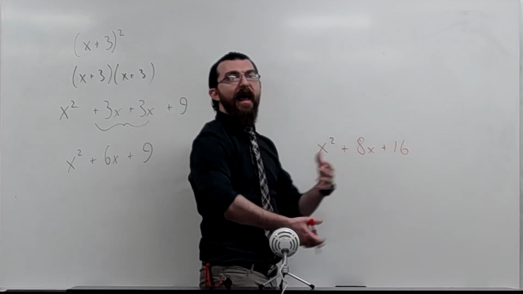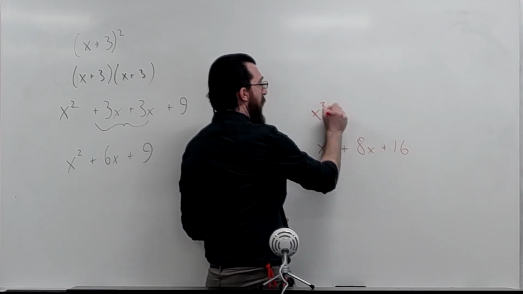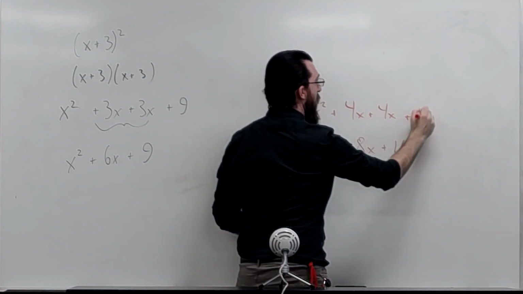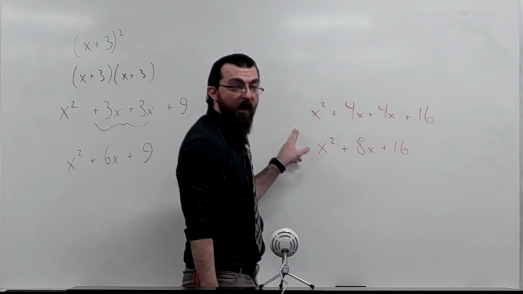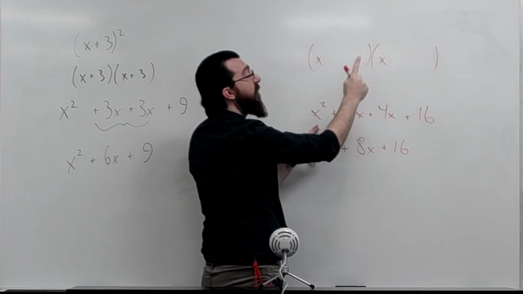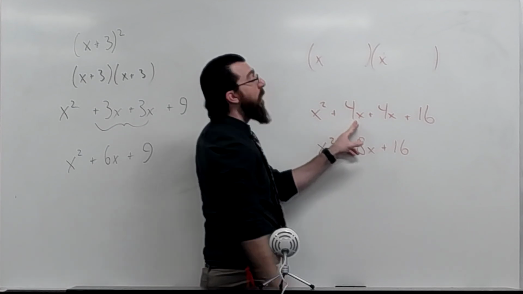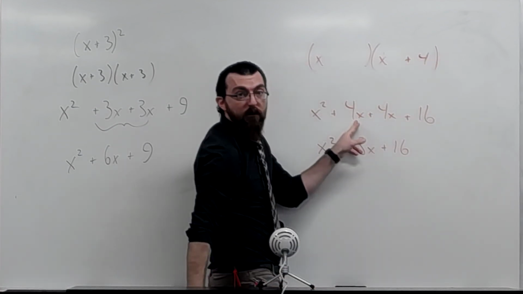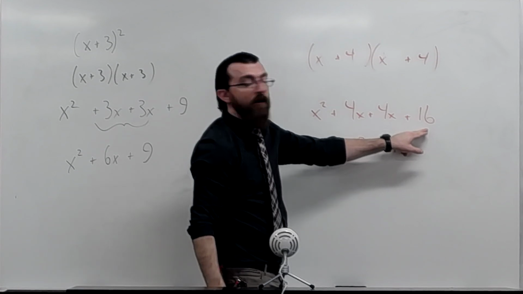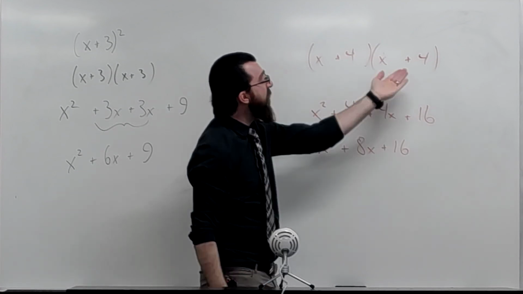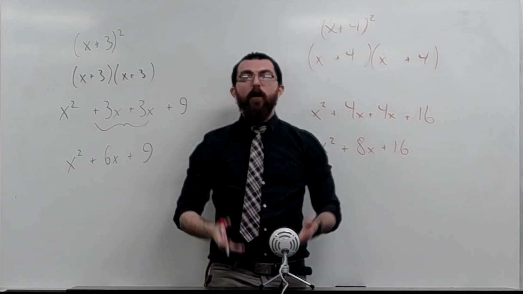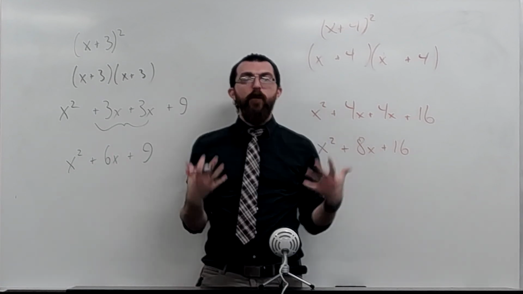So let's just work out how that could have been. This 8x is just 4x twice. This x squared comes from x times x. This 4x comes from x times 4, and this 4x comes from 4 times x. And that 16 comes from 4 times 4. Well, this is just x plus 4 squared.